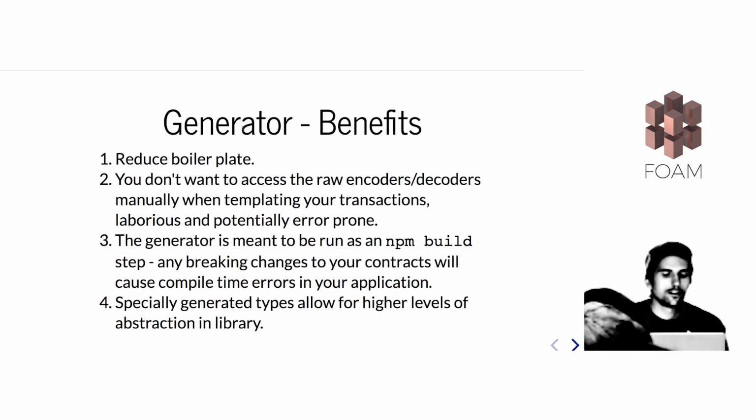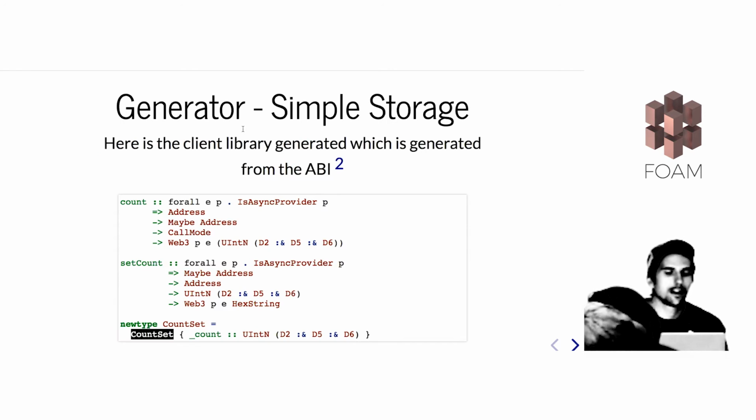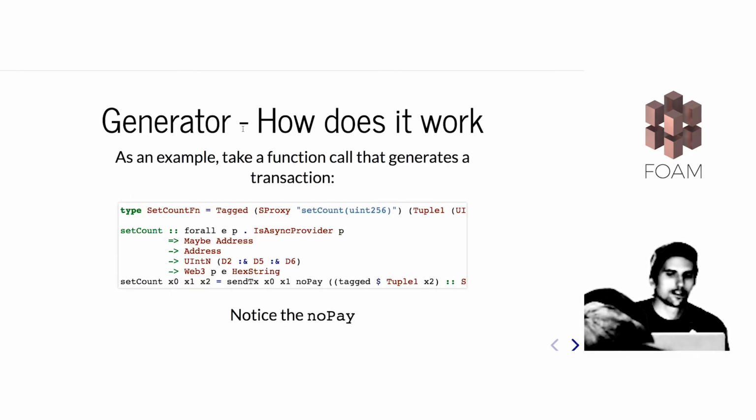And specifically, generated types allow for higher levels of abstraction. So we're going to generate some types. I'm kind of lying that this is all that's generated. There's a few other things. I'll show you if you really want to know what's generated. But it's basically some type definitions and some type class instances which are generated for you because we need that for inference in order to make things so nice.